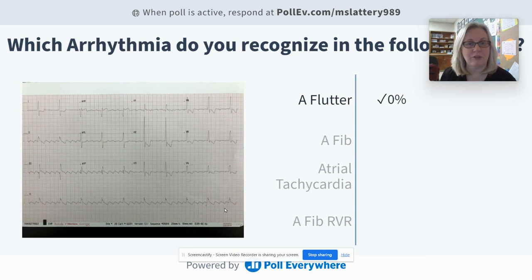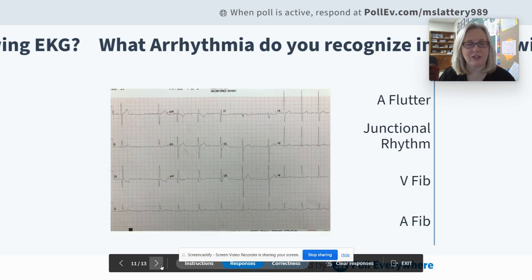Flutter waves look like sawtooths, or if you think of it as 3D, it's like a continuous circle, like a phone cord going round and round and round. Okay, that's what that looks like. All right, next one.